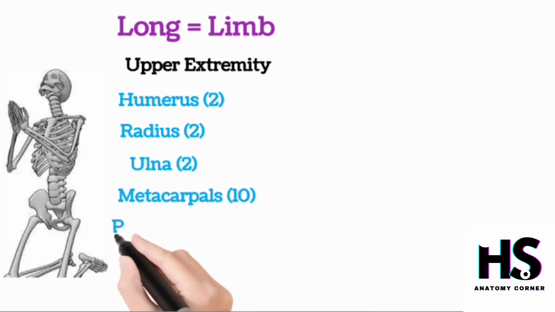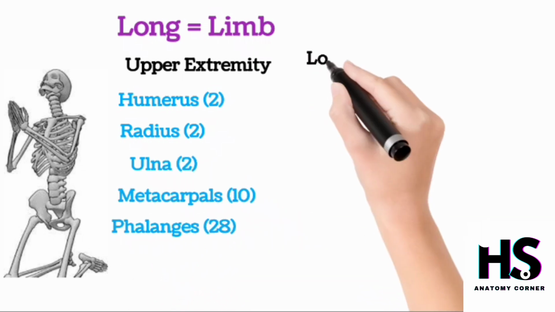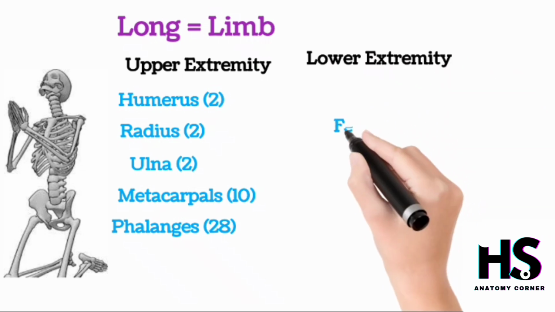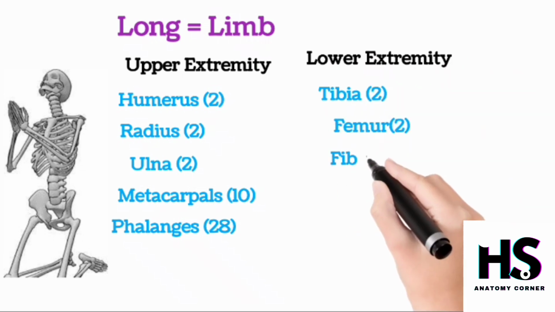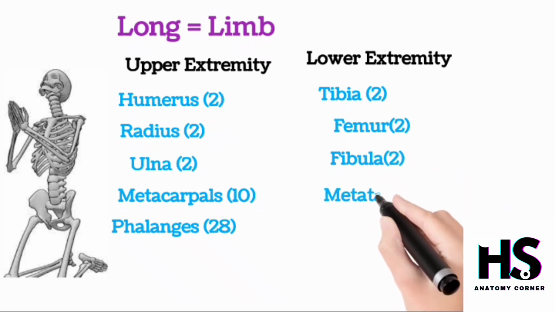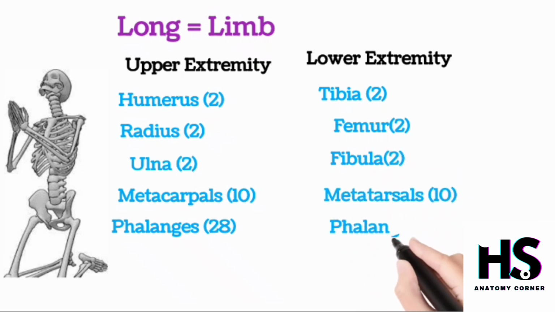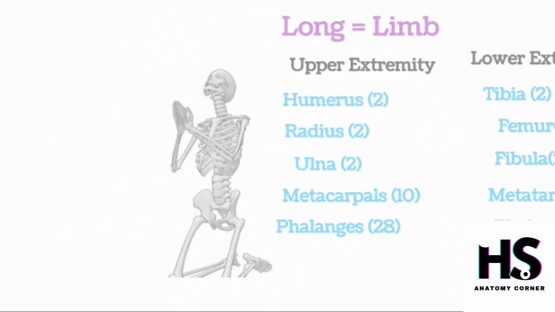Long bones of the upper extremities include the humerus, radius, ulna, metacarpals, and phalanges. Lower extremities include the tibia, femur, fibula, metatarsals, and phalanges of the toes.